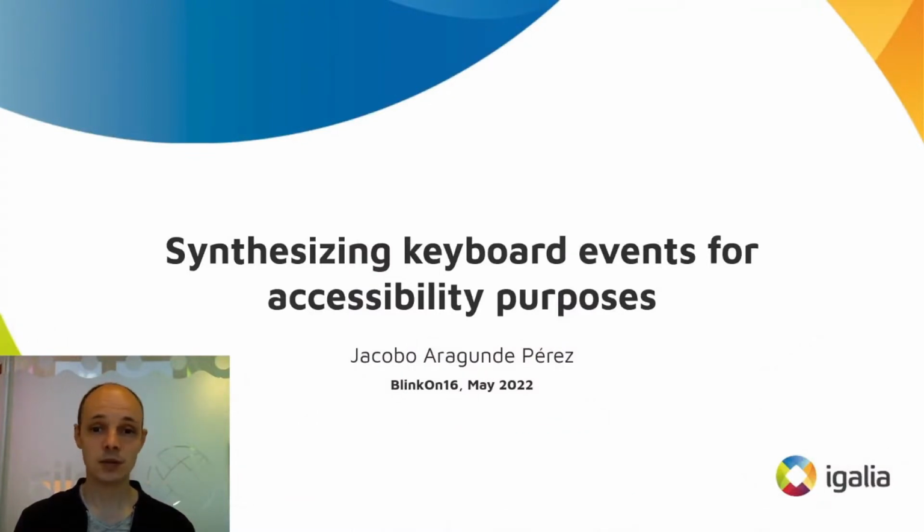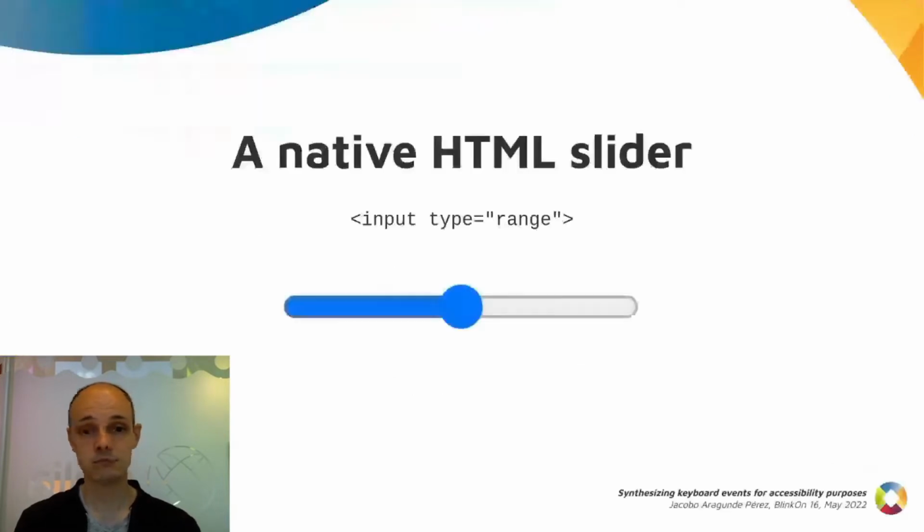Hello, this is Jacobo from Igalia with an update on my recent accessibility work in Chrome. You may know that a lot of our work to make the browser accessible is to make sure that everything can be used with only a keyboard. For example, for a native HTML slider to be accessible, we needed to accept key presses to modify its value. The convention is to use the arrow keys for that.